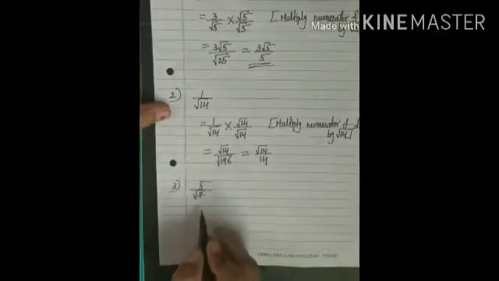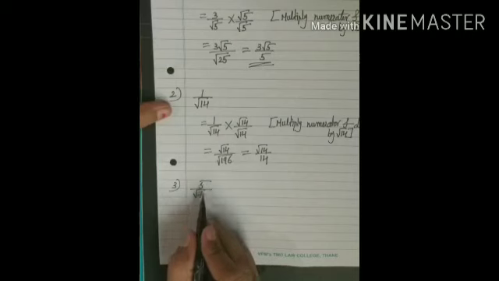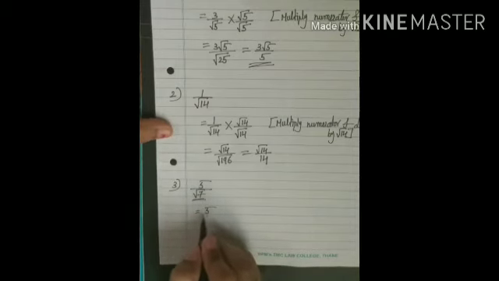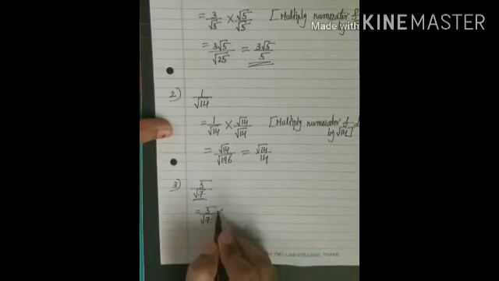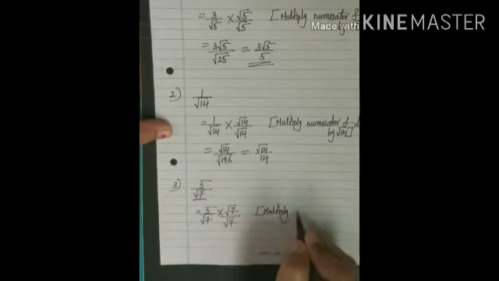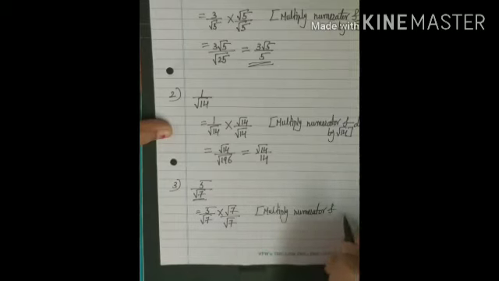Okay. Now, children, question number 3. Root 7 is there in the denominator place. So we have to multiply with the same digit, children, root 7. So 5 upon root 7 into root 7 upon root 7. We have to write: multiply numerator and denominator by root 7.